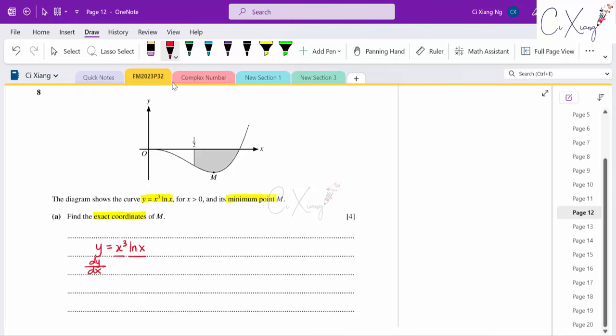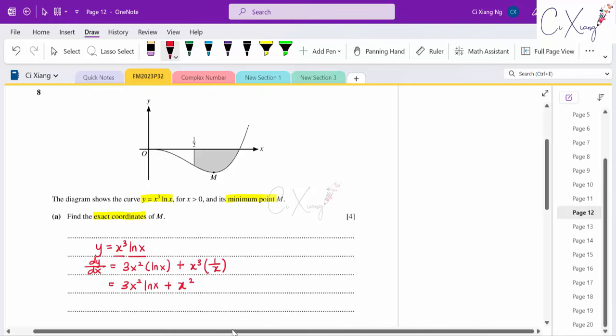To get dy/dx, it's like this. We differentiate the first bracket, so differentiating x power 3, we have 3x squared. Copy the second bracket. Differentiate the first, copy the second, and then plus. Now we do it the other way around: we copy the first bracket and differentiate the second. Differentiating log x, I'm having 1 over x. After that, I'm having 3x squared log x plus x squared.